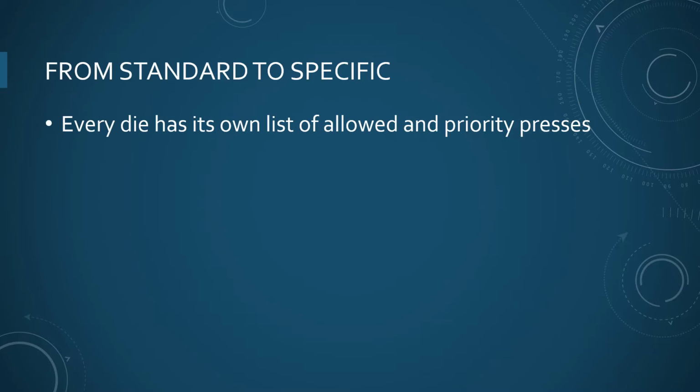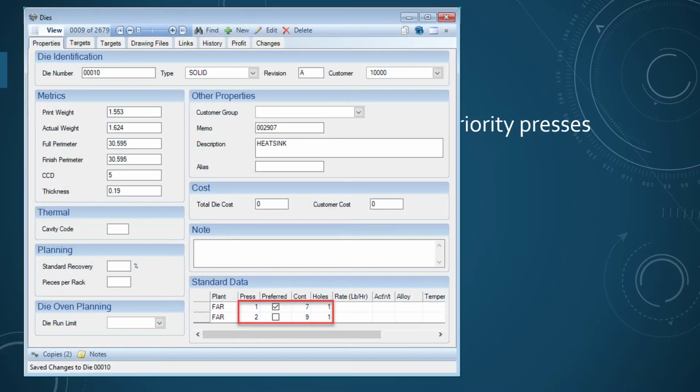But then, of course, every die is different. So some dies can run on any press, some dies can run on a specific press, and some you might have more than one press, but one of them is preferred over the other, perhaps because it's easier to set up or for whatever reason.